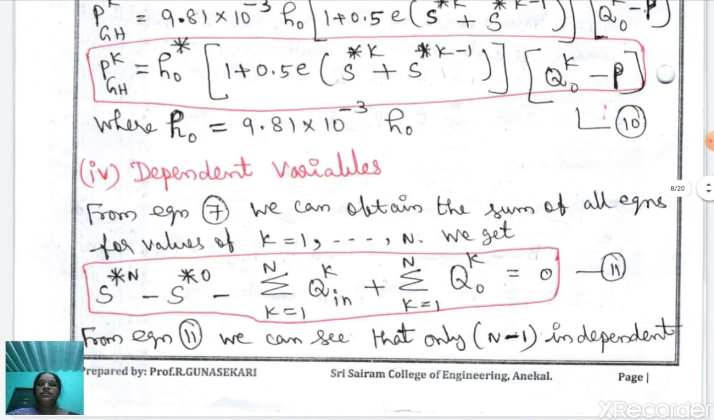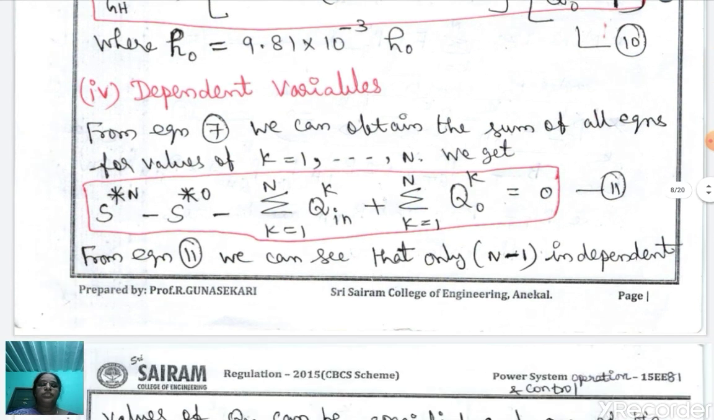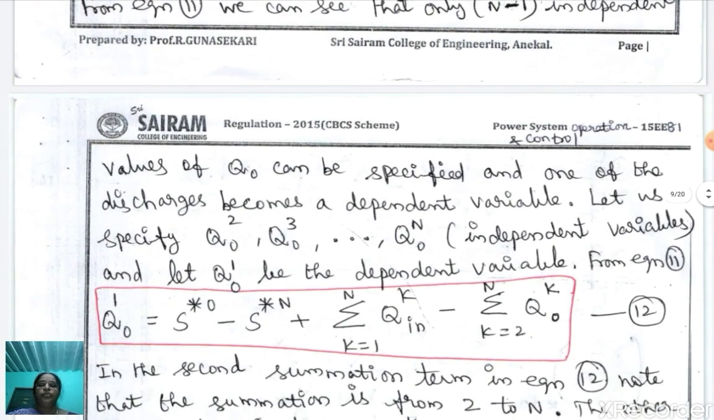The last one is the dependent variable. From equation 7, we can obtain the sum of all equations for the values of k equal to 1 to n. Therefore, S asterisk n minus S asterisk 0 minus summation of k equal to 1 to n q in k plus summation of k equal to 1 to n q naught k is equal to 0. From equation 11, we can see that n minus 1 independent values of q naught can be specified and one of the discharges becomes a dependent variable.